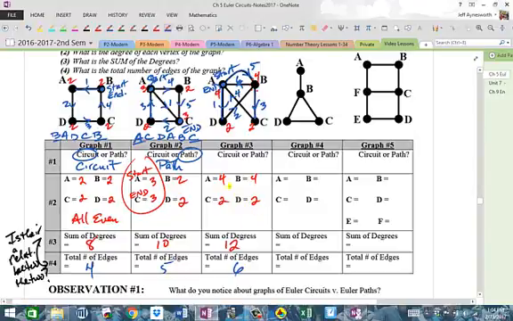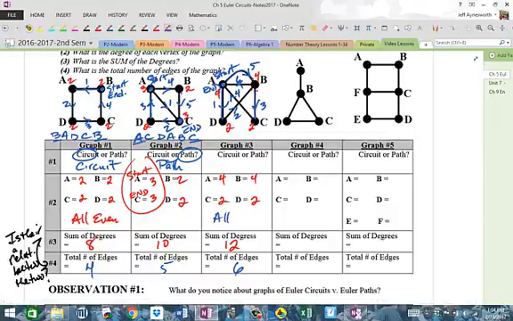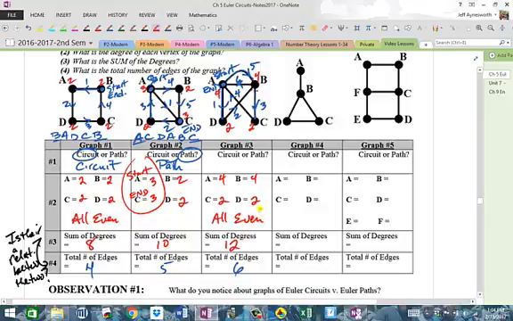And notice here, 4, 4, 2, and 2. Guess what? They're all even again. Let's put that in red. All even. We had a circuit here because we start and end at the same place. We have a circuit, and they're all even again. Here, the first time, we had a circuit, and they're all even again. We have 2 cases now where they're all even, and we have a circuit, which means we start and end at the same place.